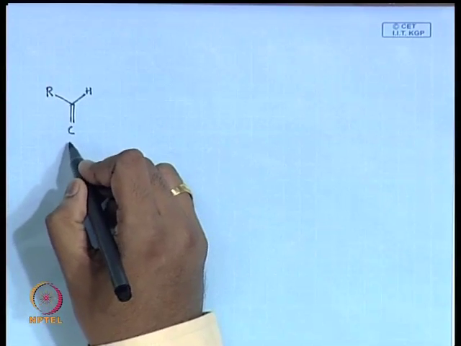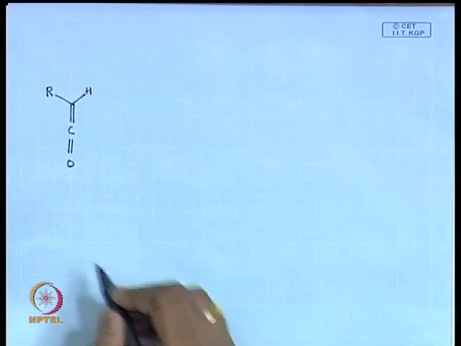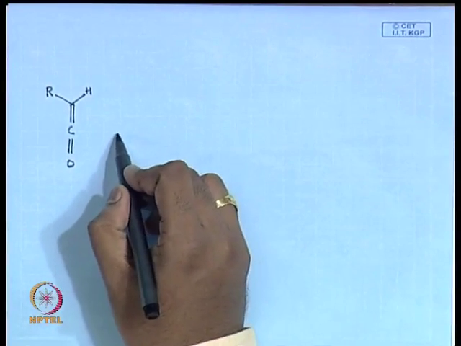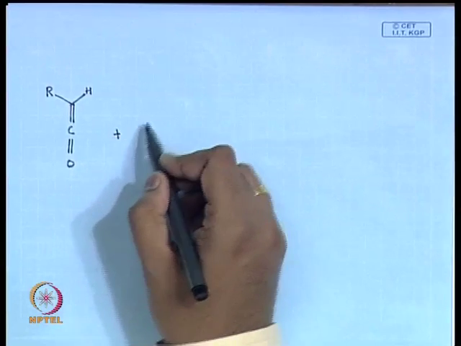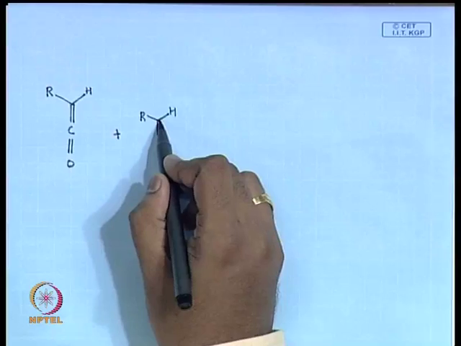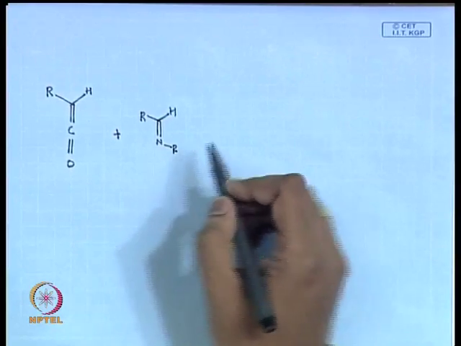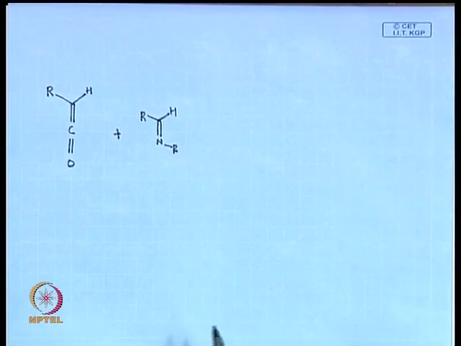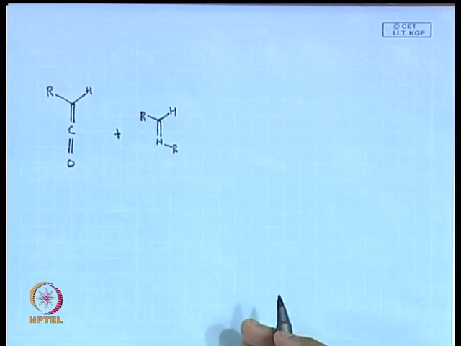So, I can take a ketene. Okay, I can take an imine. For example, I write a sort of intermediate for this process. Okay.